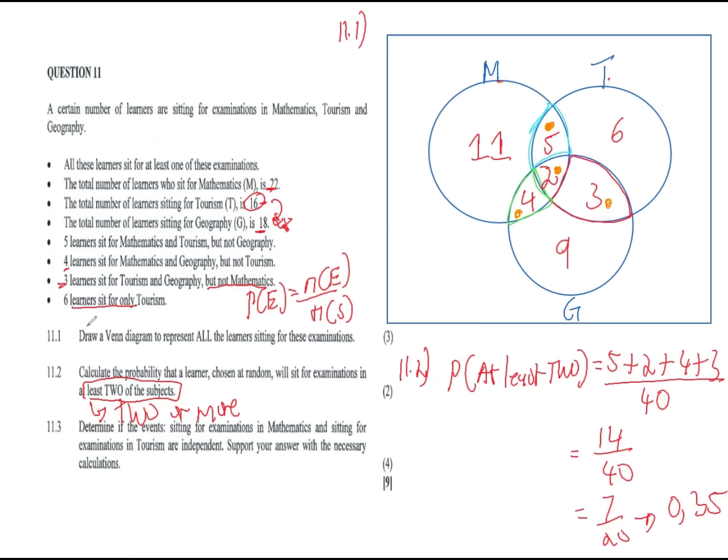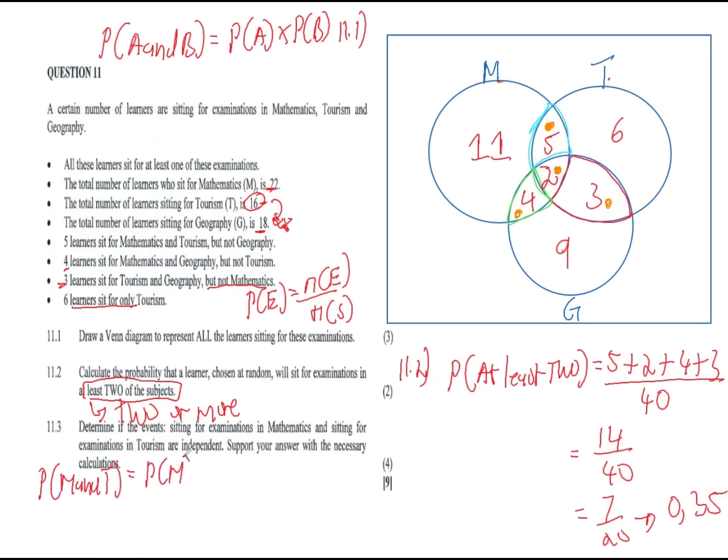Then we have 11.3. It says determine if the events sitting for examination in mathematics and sitting for examination in tourism are independent. Support your answer with the necessary calculations. Now we know of these independent events, P of A and B, so the intersection between the 2 events would have to be equal to the product of those 2 events, right? So that means in our case, we are looking to check if P of M and T will be equal to the probability of maths multiplied by the probability of tourism, right?